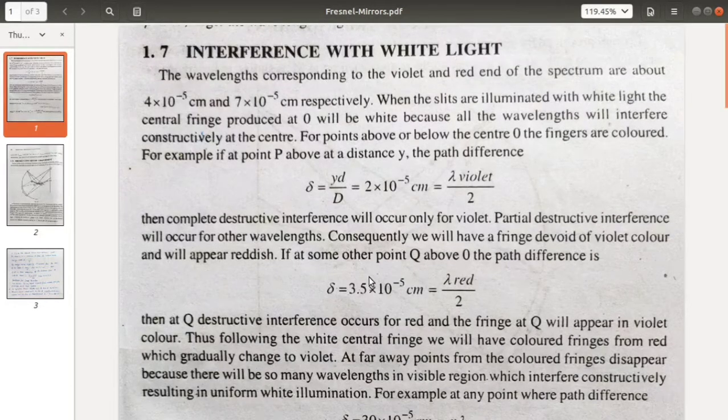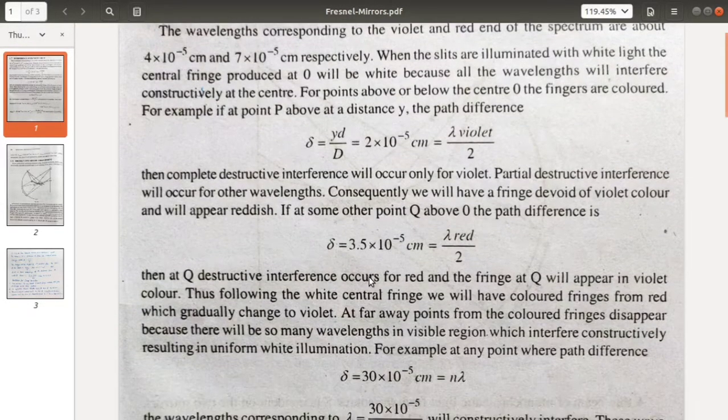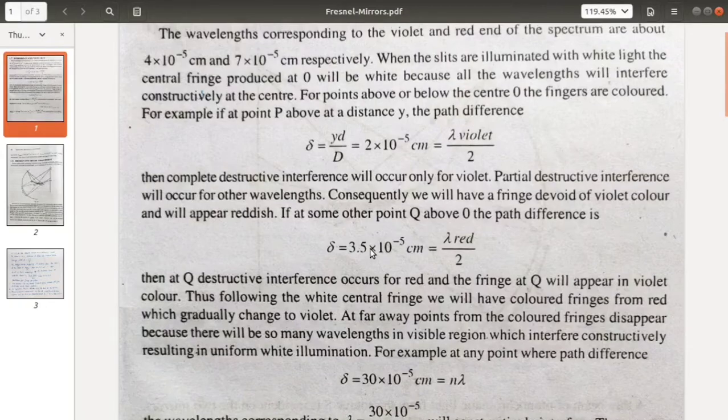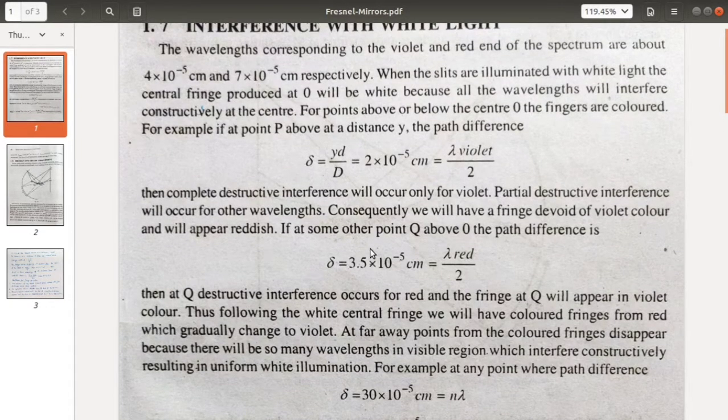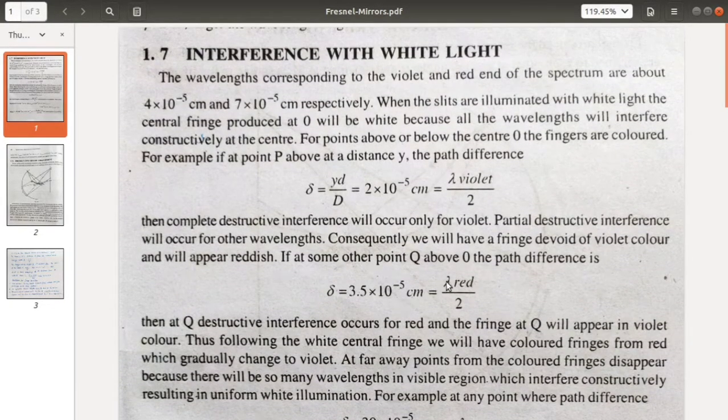If we imagine some other point on the screen at another distance from the central point O, and we measure the path difference of the light waves interfering at that point as 3.5 into 10 to the power minus 5 centimeter, this is nothing but lambda red by 2.